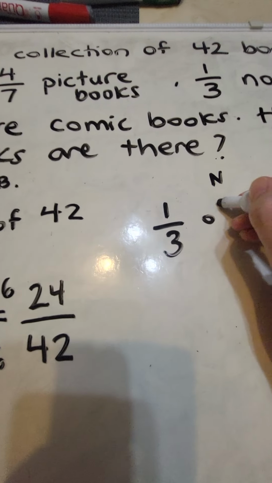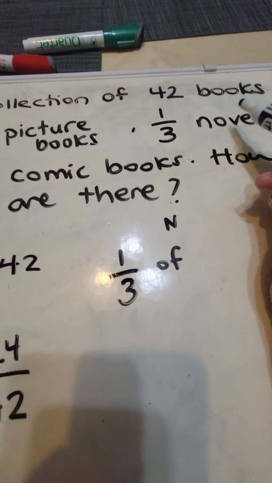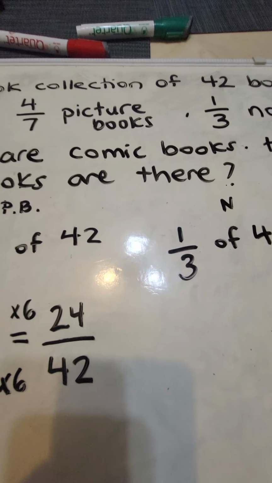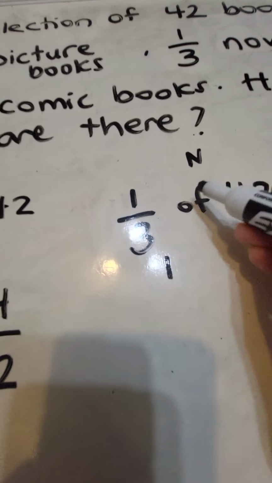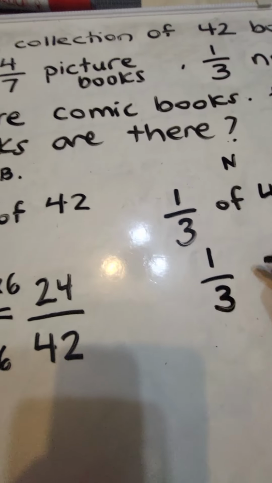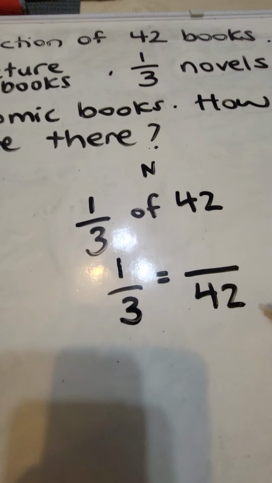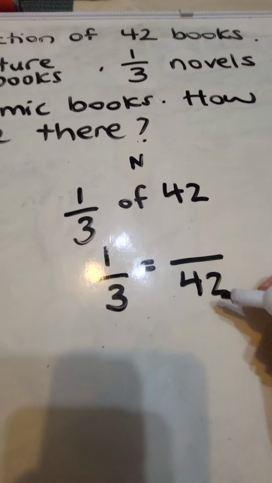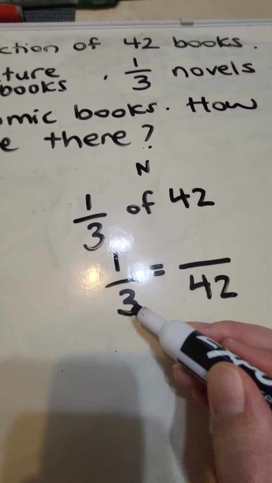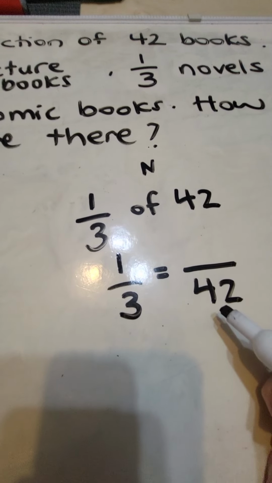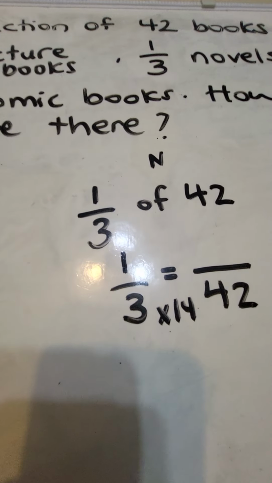1/3, again, not what is left over here, 1/3 of the set, of the collection of 42, 1/3 of 42. And you don't have to write this necessarily. I like to write it just to show what I'm doing. Again, that 42 is going to go on the bottom here. It's the denominator that you're representing the whole collection with in this case. Now I'm going to do the same thing. 3 times something is 42. Okay, 3 times 14 is 42.